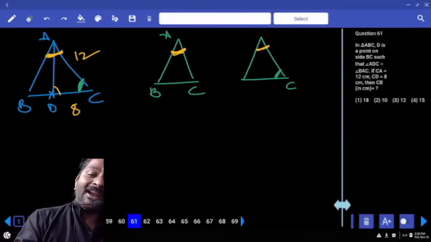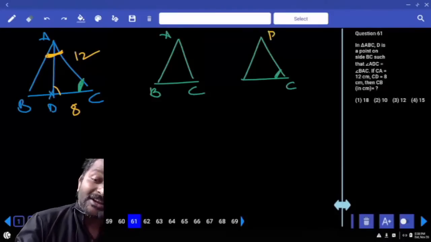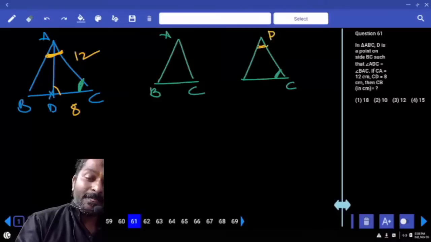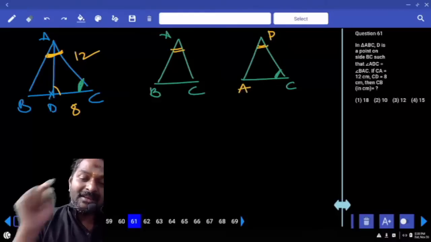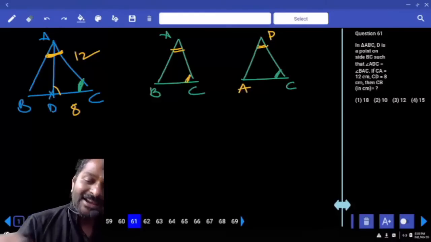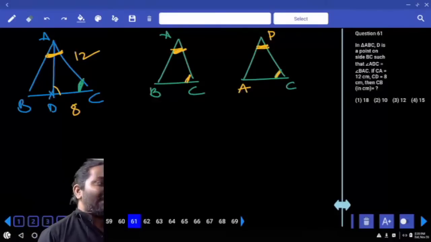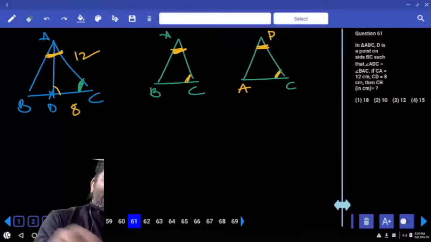Angle A and which particular angle in triangle ADC are equal? Come on. D are equal. So I'll take D here. Is that okay? What is remaining? A. Okay? Angle at C, both are equal. Angle at A and angle at D, both are equal. Angle rule we can apply.